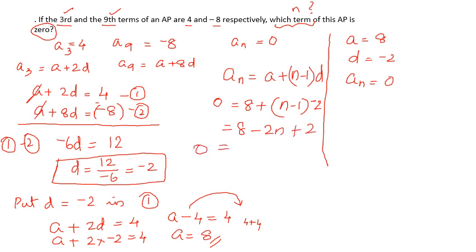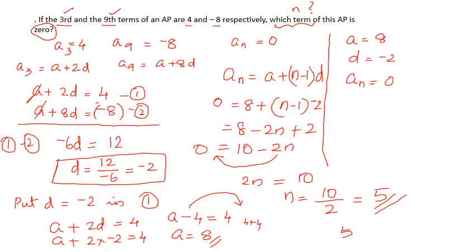What do you get? 0 equal to 10 minus 2n. What is the answer then? 2n you take to the other side, you'll get 2n equal to 10. N equal to 10 by 2 is equal to 5. So which term is 0? Fifth term is 0.